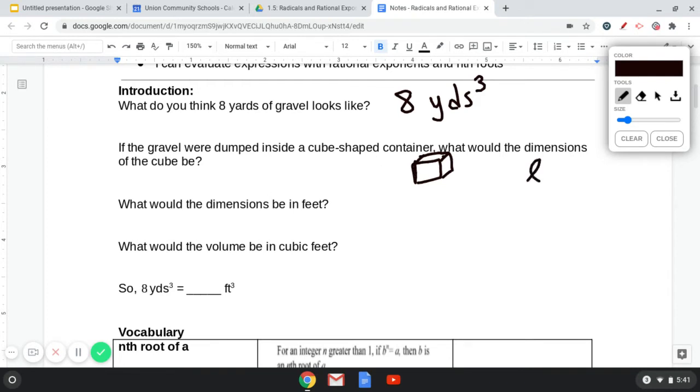would have to be the length times the width times the height. But this is a cube, friends, so that means every single dimension is the same. So length equals the width equals the height. So we need something times something times something that equals 8. And that something is 2. So each of these dimensions are 2 yards, 2 yards, and 2 yards.